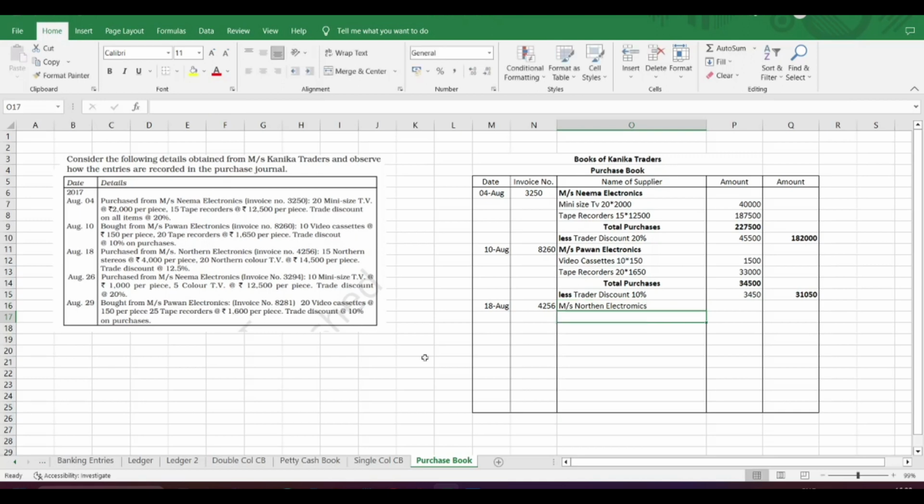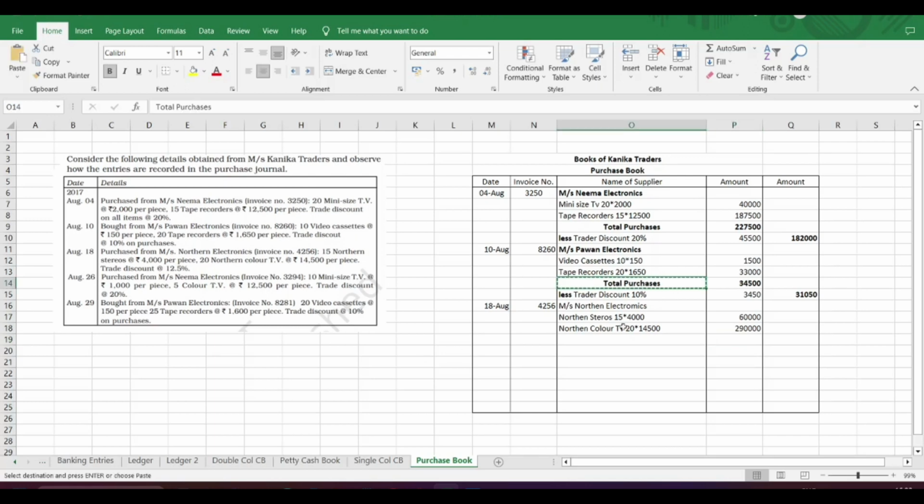Here we are purchasing 15 Northern stereos, 15 at the price of 4,000 per piece. So here it will be 15 into 4,000 rupees. 60,000 rupees is the total of Northern stereos, and 20 Northern color TV. How many pieces? 20 pieces for 14,500 each piece. So 20 into 14,500, 2,90,000. They are again giving a trade discount of 12.5%.